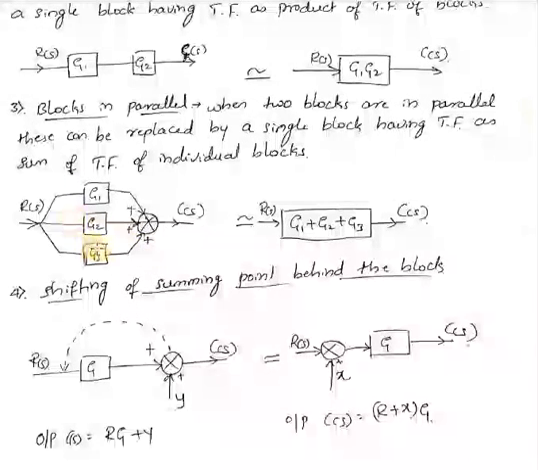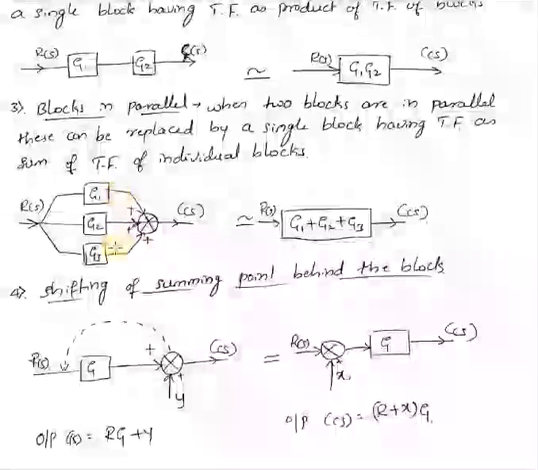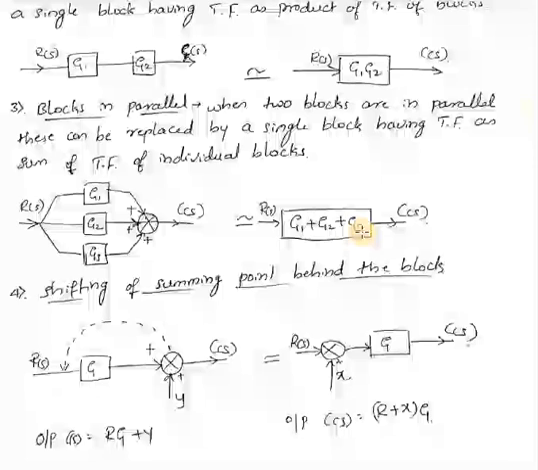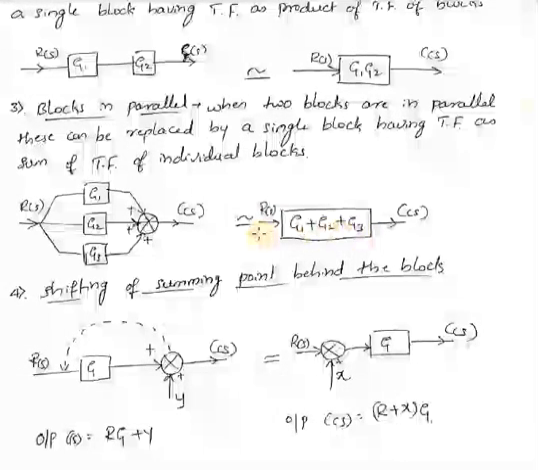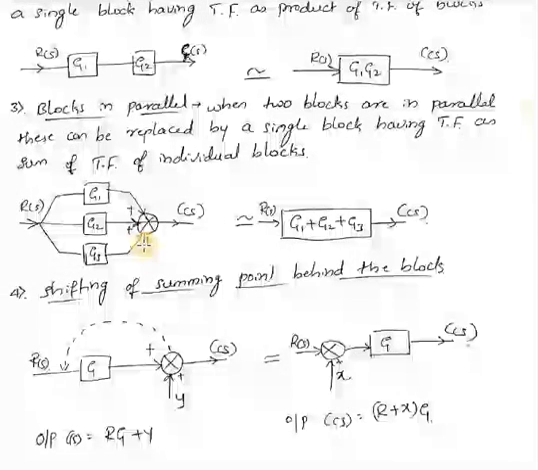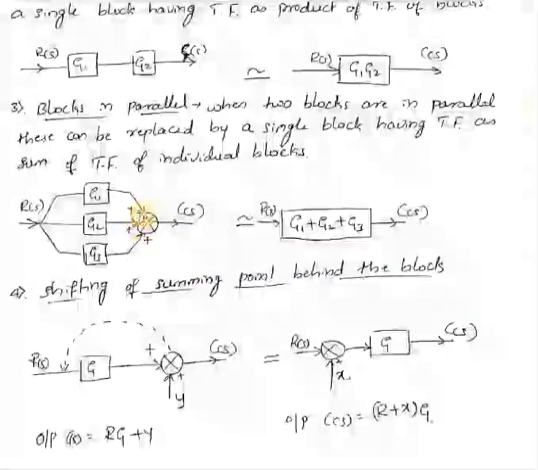So here it is G1, G2, G3. So the output will be G1 plus G2 plus G3, right? Because all are with positive sign. So I can replace these three blocks by a single block by writing the transfer function as G1 plus G2 plus G3. Remember, here G1 and G2 are fed with positive sign. If G3, instead of a positive sign, is fed with a negative sign, at that time you have to write G1 plus G2 minus G3. Always you have to take care of the signs around the summing points.